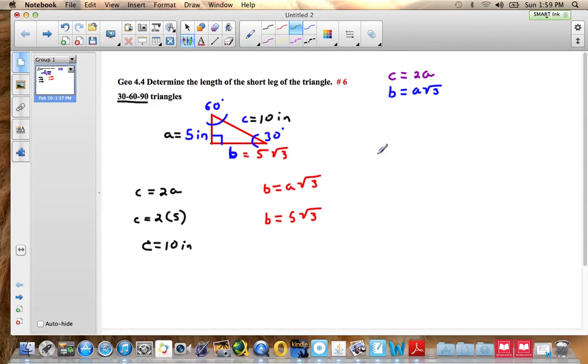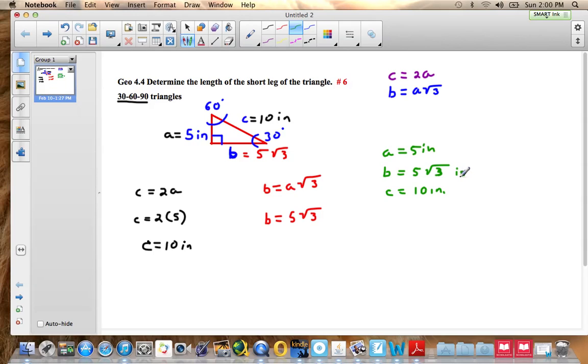Now I have the length of all three sides. The given side, which was A equals 5 inches. Side B, which I determined was 5 times the square root of 3. And side C, which I determined was 10 inches. And don't let this 5 square root of 3 confuse you. I know it seems awkward, like it isn't finished because it's not nice and clean like the 10 or the 5, but it is. It's complete. So this would be my answer, 5 times the square root of 3 inches.